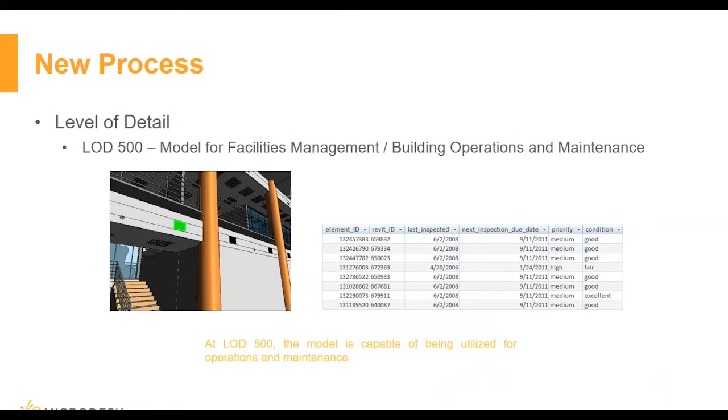but it also has parameters for inspection. Here it includes a date for when it was last inspected, when it will be inspected again in the future, the priority, and the condition. These are all parameters that are not modeled, but they rely on a modeled element.